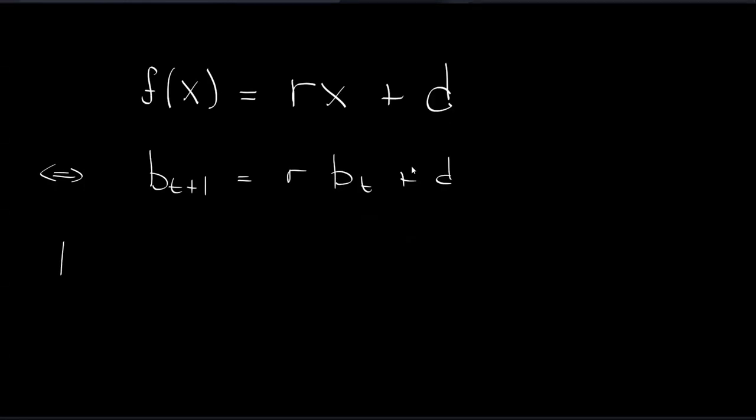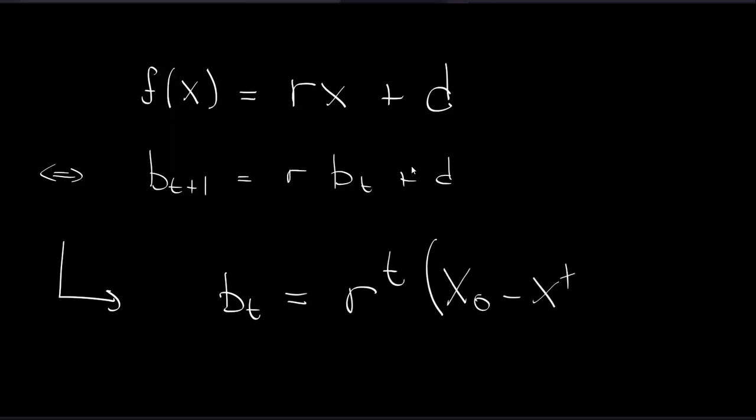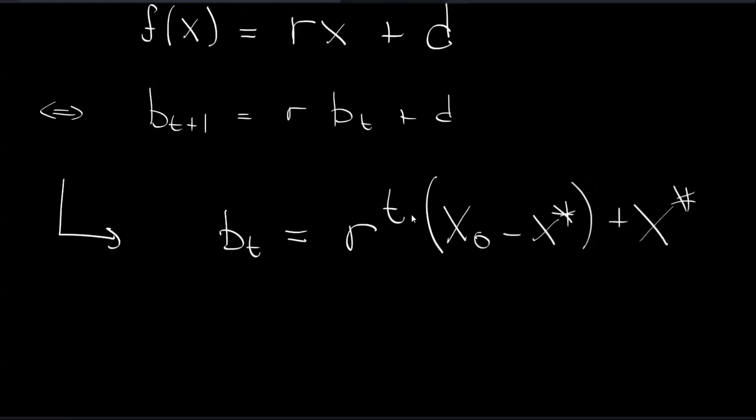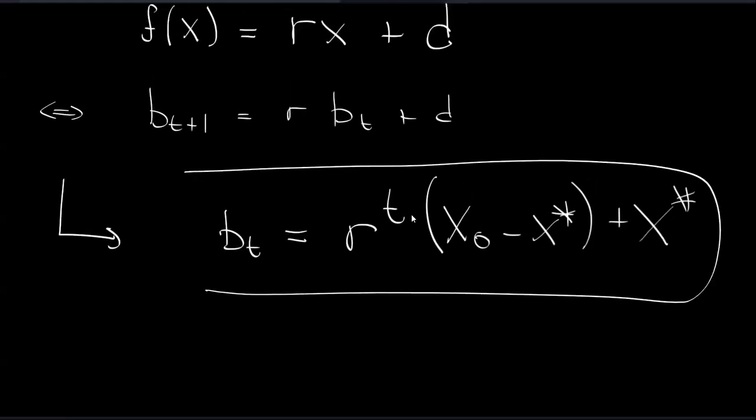And what that solution is, this is the general solution. It's going to be B of t, not t plus 1, B of t is going to be r raised to the exponent t times x naught minus x star, plus x star, your equilibrium point. So this is going to be the general solution.